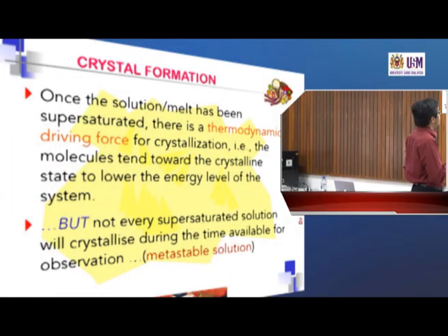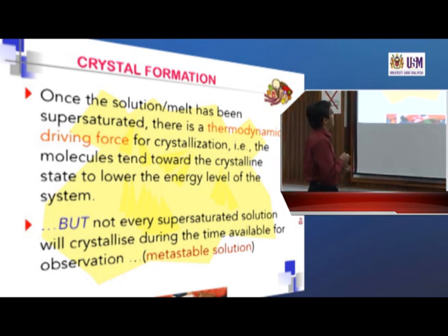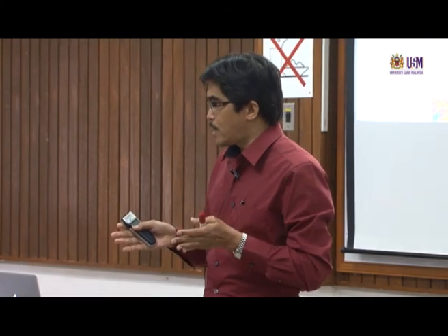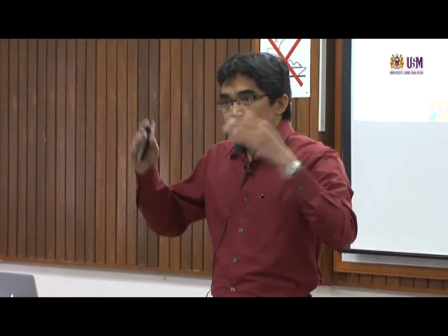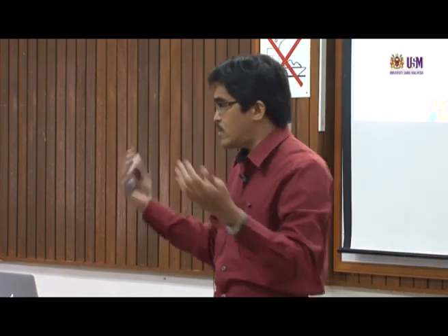Once the solution has been supersaturated, there is a thermodynamic driving force for crystallization, meaning that the molecules tend toward the crystalline state to lower the energy level of the system. It will go into the low entropy. In the solution, especially at high temperature, there's a lot of high kinetic energy. The molecules move randomly due to the Brownian motion. It has high energy, move around.